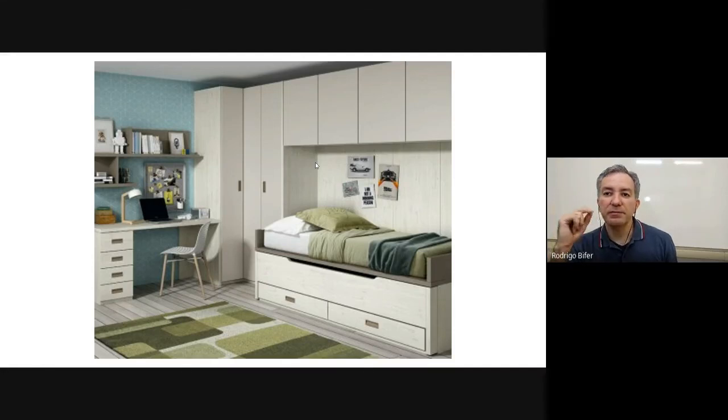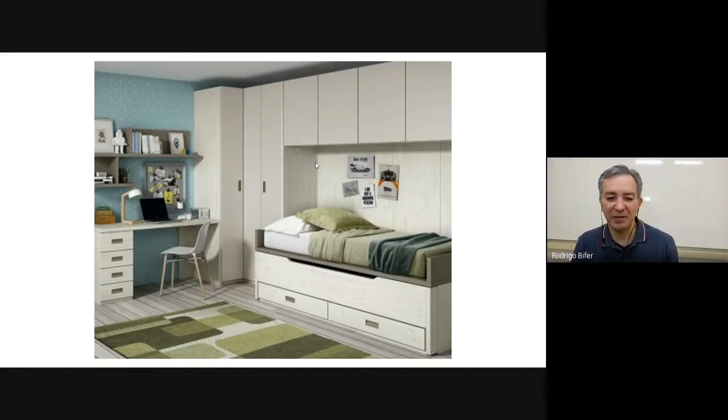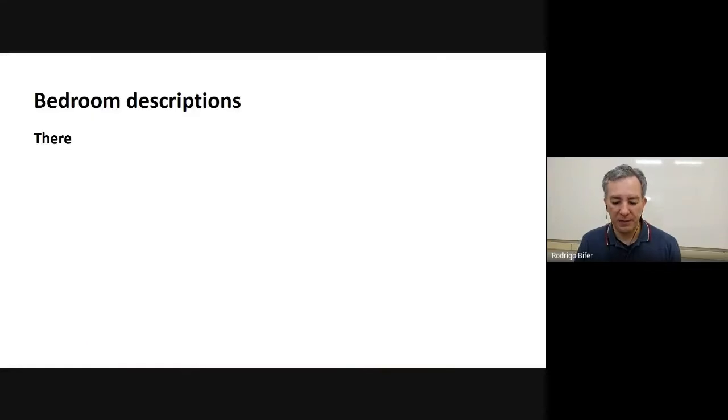So looking at this picture, a picture of a bedroom, and remembering what we talked about last class, there are adjectives and nouns. Would anybody like to make a sentence to start with? There is a green rug. Good. Well done. That's perfect. So there is a green rug.